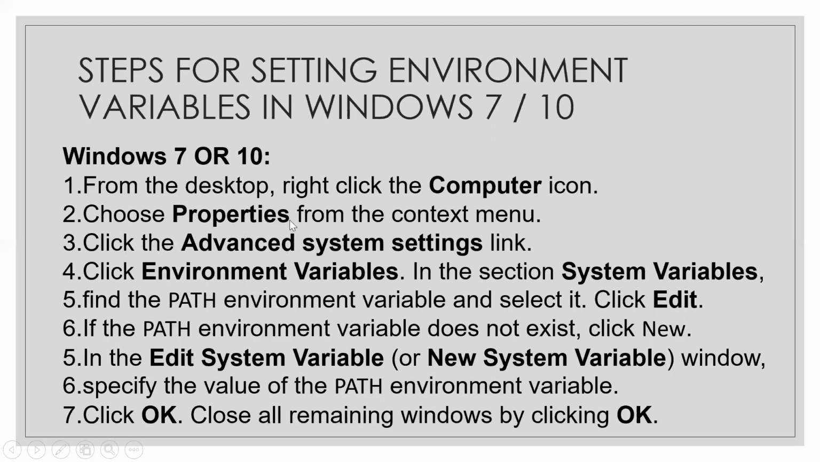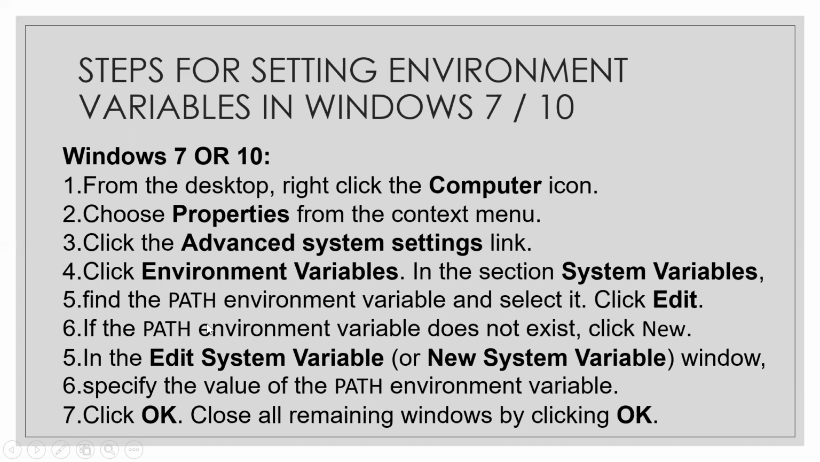When you select the properties option, you will get a new dialog box in which you will find a button named advanced system settings. You have to click on it. It will open another dialog box in which you will find the environment variables. In this section, system variables will be an option. Find the path environment variable and select it. Now click edit.